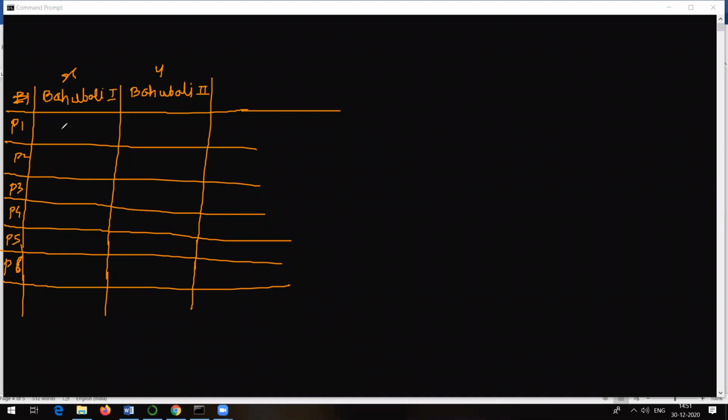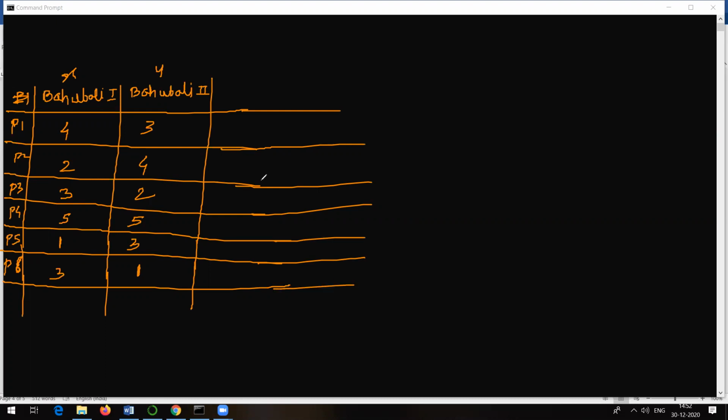So out of 5, person 1 has given 4 rating for Bahubali Part 1 and 3 rating for Bahubali Part 2. Similarly, person 2 has given 2 and 4. Suppose 3 and 2. This is just an example. Suppose 5 and 5 is given. Suppose the fifth person has given rating 1 to Bahubali Part 1 and rating 3 to Bahubali Part 2. And maybe this person has given 3 and 1.